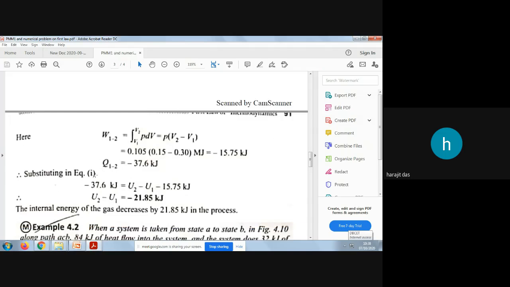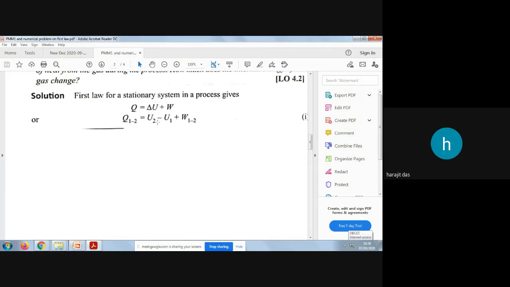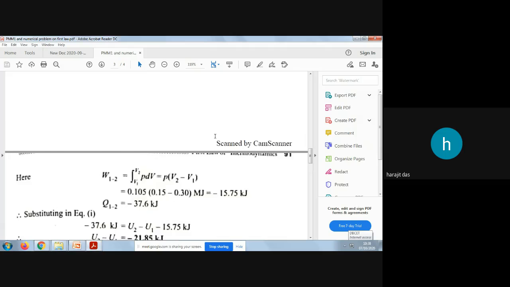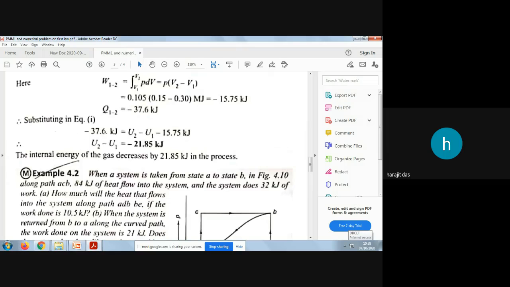So in this formula, we'll be putting all the values. So minus 37.6 equals U2 minus U1 minus 15.75. Q equals U2 minus U1 plus W. So for W it is negative. So that is why U2 minus U1 will be minus 21.85 kilojoule. Okay, means what? The internal energy of the gas decreases by 21.85 kilojoule. Understood?